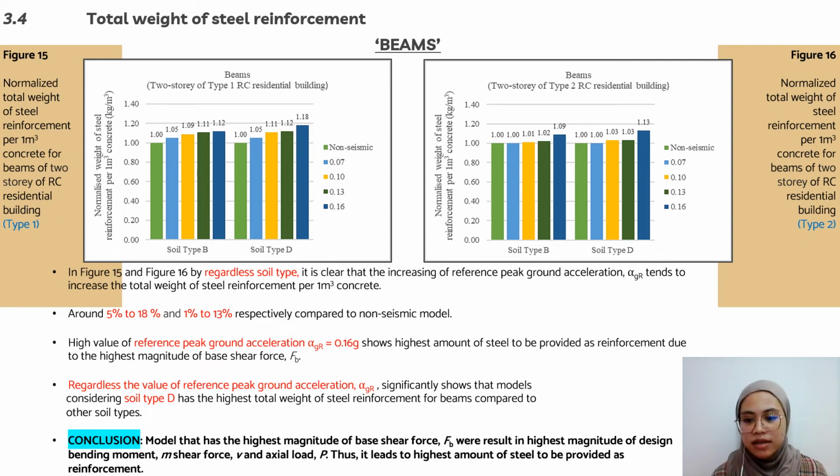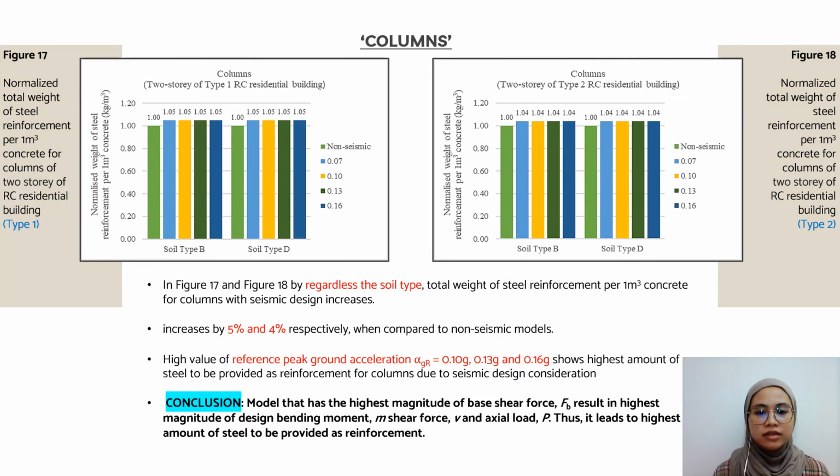As indicated in the previous part, reference peak ground acceleration 0.16 g and soil type D models have the largest magnitude of base shear force, resulting in the greatest bending moment, shear force, and axial load. As a result, the models use the maximum amount of steel reinforcement. Regardless of the soil type, in Figure 17 and 18, the total weight of steel reinforcement per 1 meter cube concrete for columns with seismic design increases around 5 and 4% respectively when compared to non-seismic models.